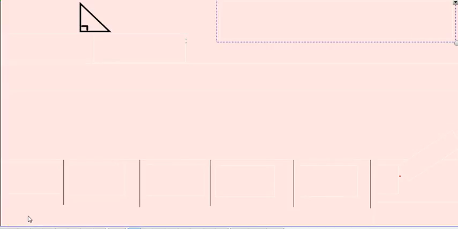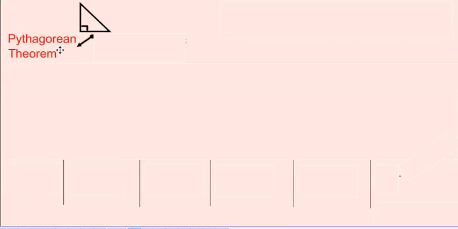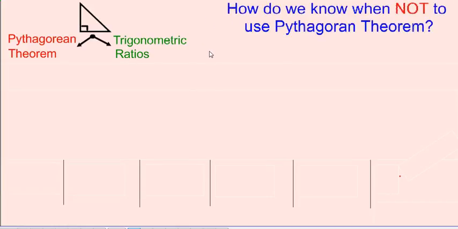So, let's summarize what we're free to do anytime when we have a right triangle. Up to this point, we really only have two options. We either can use the Pythagorean theorem or we can use trigonometric ratios. The question is, how do we know when not to use the Pythagorean theorem and switch to trigonometric ratios instead?